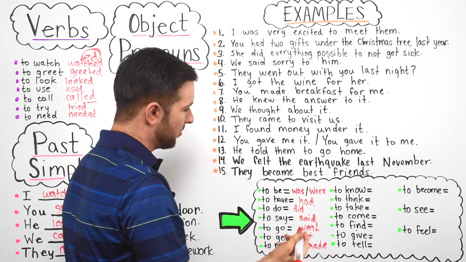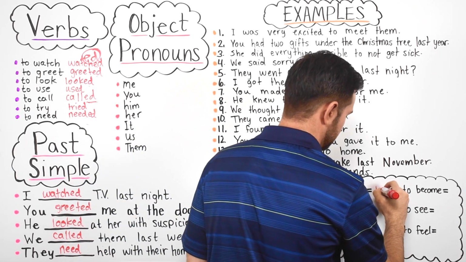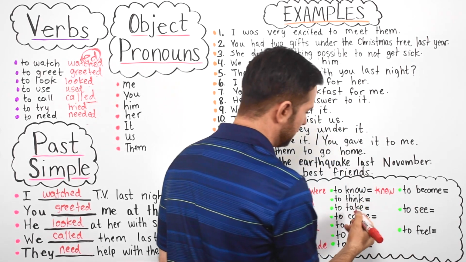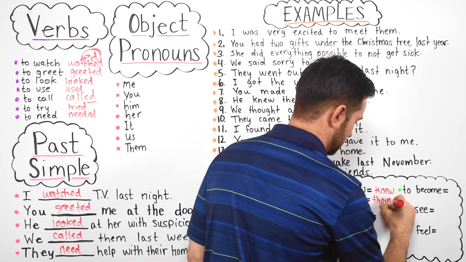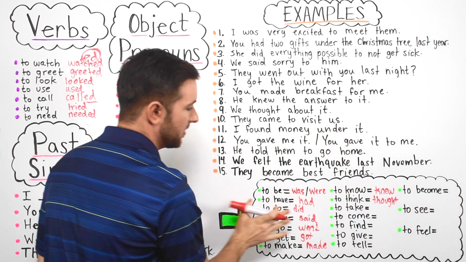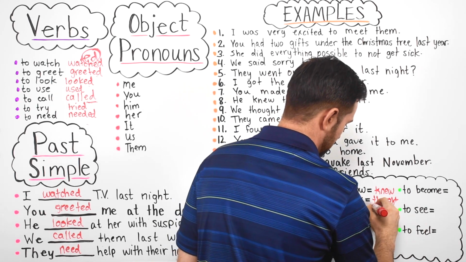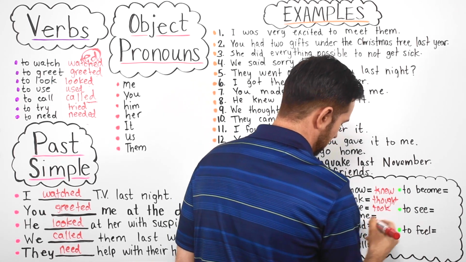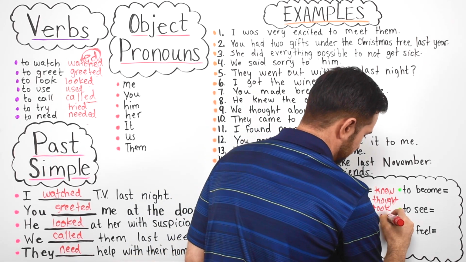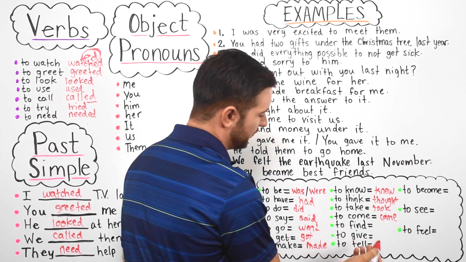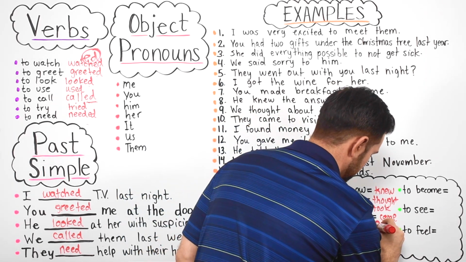To know, savoir or connaître, knew. To think, penser, thought. Okay, remember these are irregular verbs. To take, prendre, took. To come, venir, came. In the past, came. To find is trouver, found.